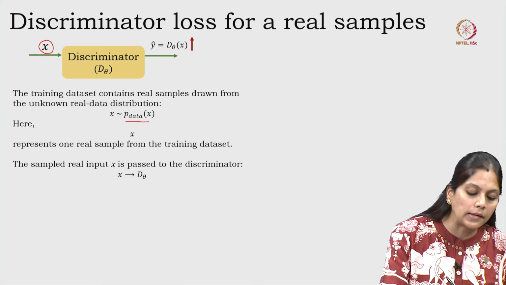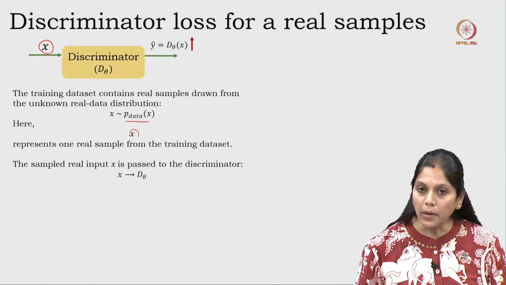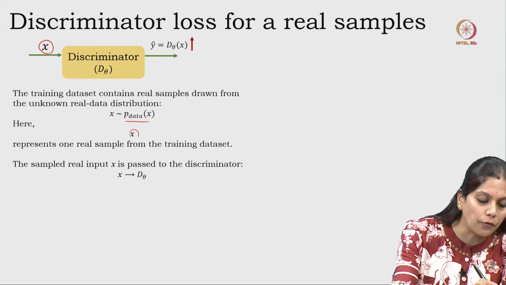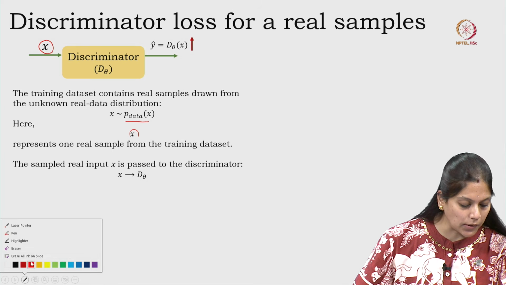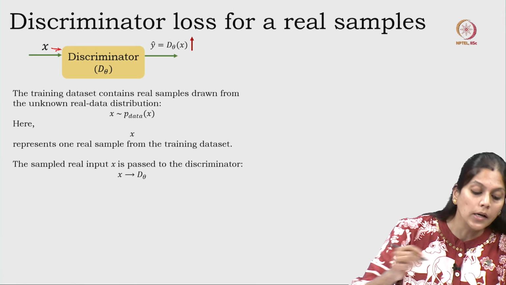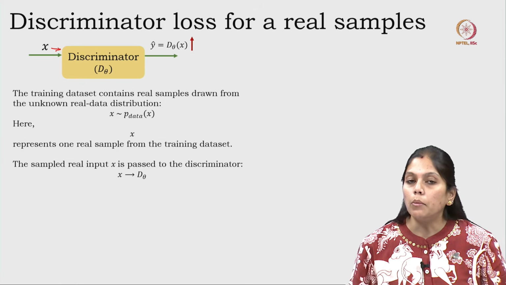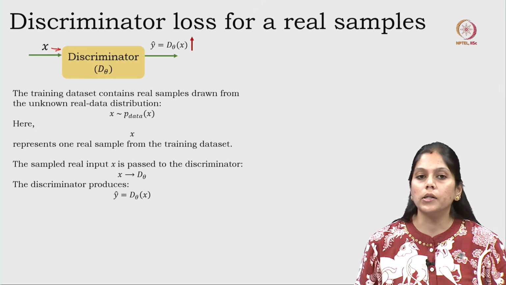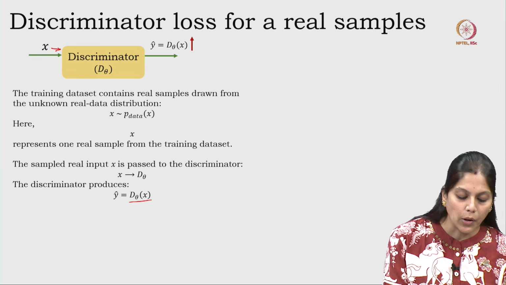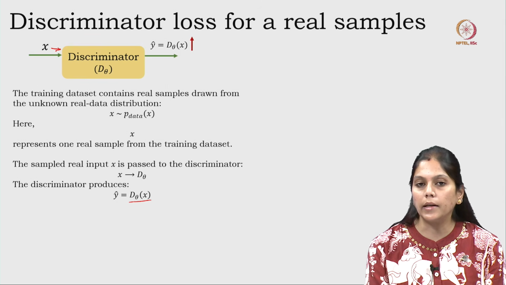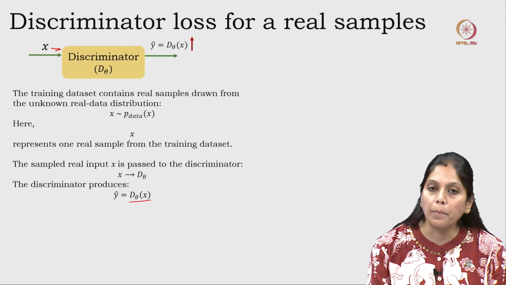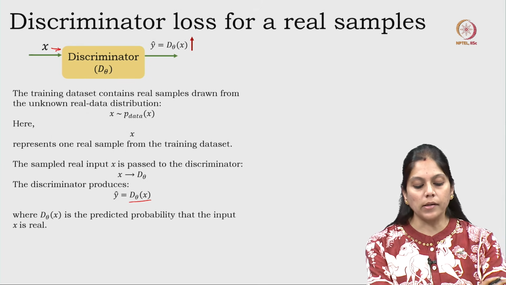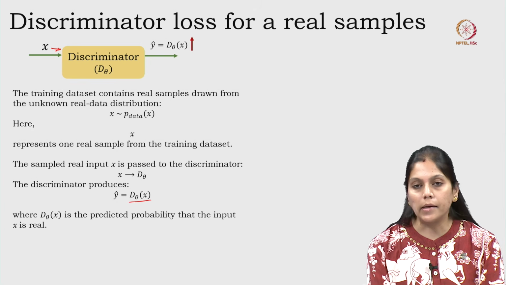Here, x represents one single sample from the training data set. That x is passed to a discriminator, as you can see from the diagram. When x is passed to a discriminator, what does the discriminator have to do? You are passing in real samples, therefore the discriminator is going to produce D theta of x. What exactly is D theta of x? It is the predicted probability for the real sample x, that is, the predicted probability that the input x is real.